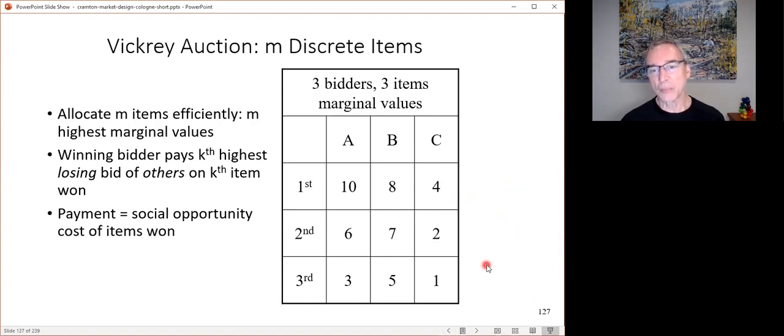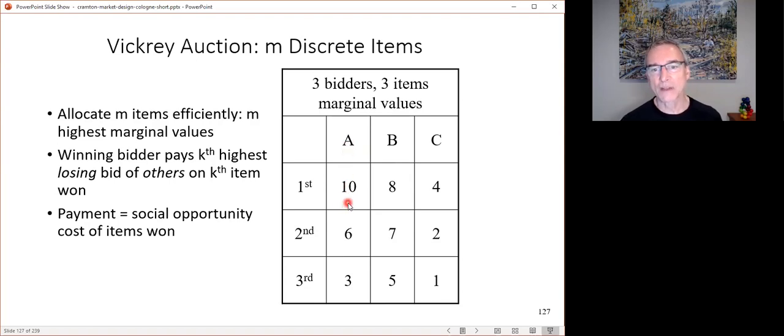So now we're going to do the pricing, and just remember that these are the 3 that won. So for the pricing, we have to figure out how much bidder A pays for the single item that they won, and how much B pays for the 2 items. So the way to think about it is you pay the social opportunity cost of the items won.